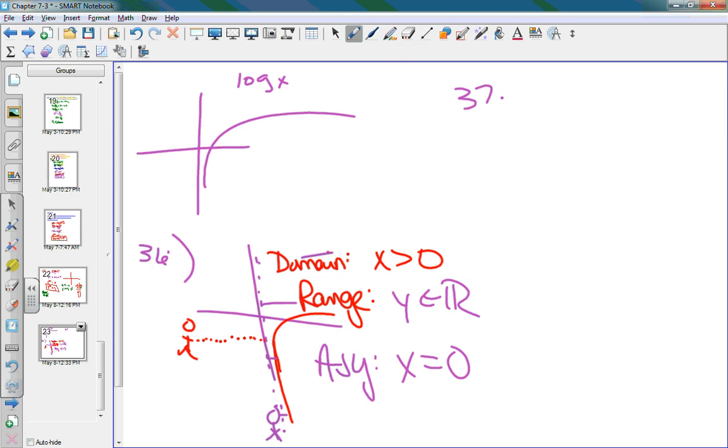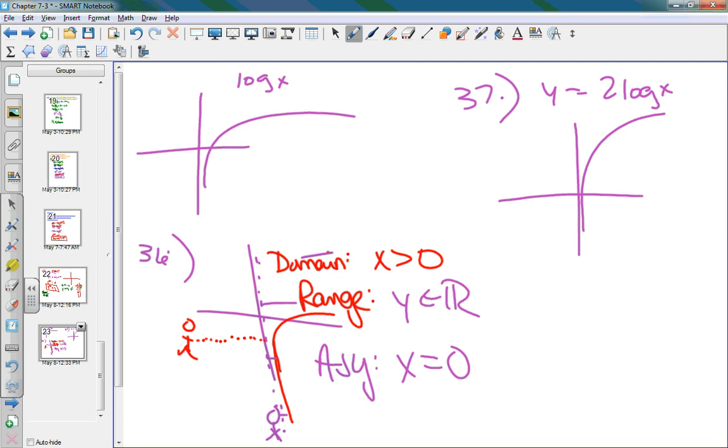37 is going to be y is equal to 2 log of x. Well, what's happening to that? If that's log of x over there, what's happening to this? It's just going to make it go higher, right? It just makes the arch of it go up higher.